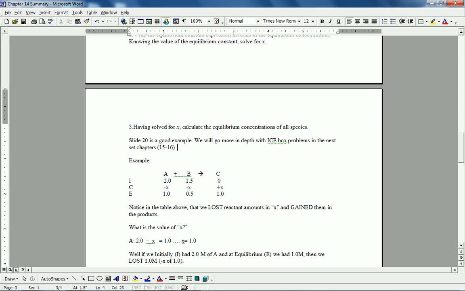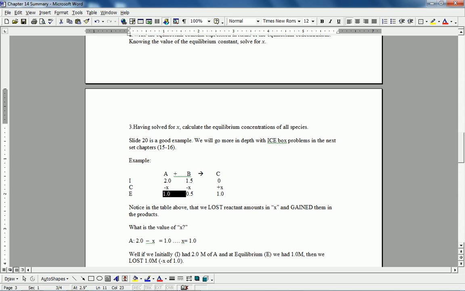Here we have A plus B, which gives us C, and of course it's ICE, icebox. Initially we had 2 molar of A, 1.5 molar of B, and 0 of C. Again, usually we have some of the reactants and none of the product. And we will write the change in terms of minus x for the 2 reactants and plus x for the product. At the end, we don't know what the equilibrium is, but we do know that it's 2 minus whatever x is, and that's what we have left at equilibrium.